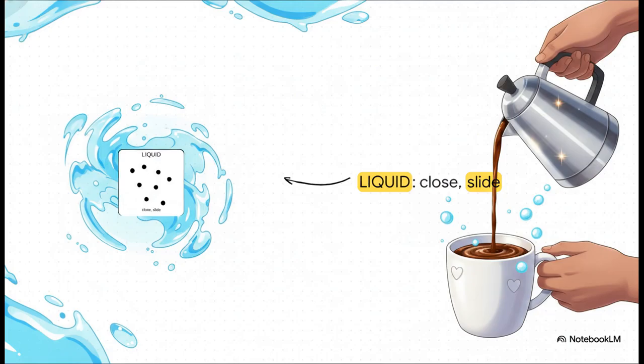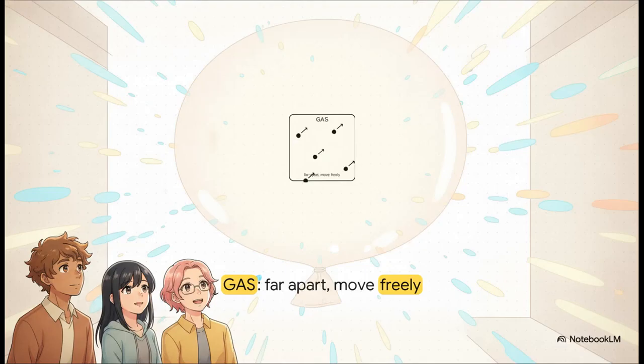Now, let's move over to the liquid phase. Notice how these particles are still pretty close together, kind of similar to solids. However, they aren't locked into some rigid grid. They actually have enough freedom and spacing to just randomly slide past one another. And it's exactly this sliding motion that allows water to be poured out and perfectly take the shape of, say, your favorite coffee mug.